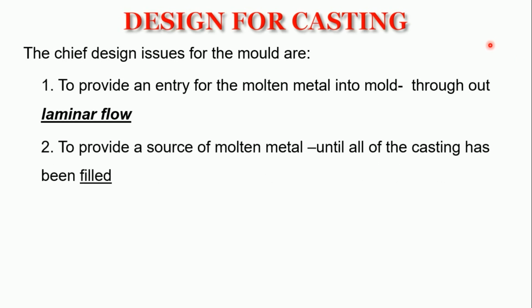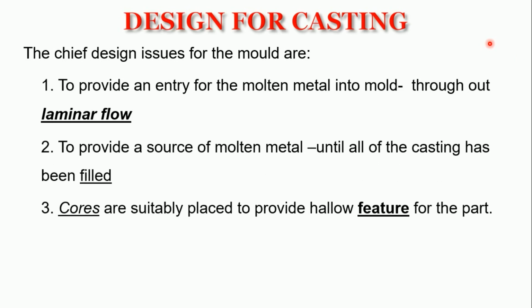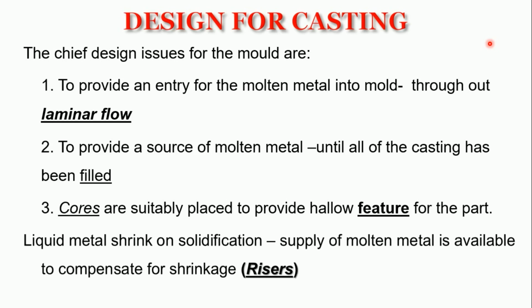Then second is to provide a source of molten metal until all the casting has been filled. Cores are suitably placed to provide hollow features for the parts. Liquid metal shrinks on solidification, so a supply of molten metal is made available to compensate for this shrinkage. Generally, risers are used to minimize shrinkage defects. These risers come in different types, called open riser, side riser, or blind riser.